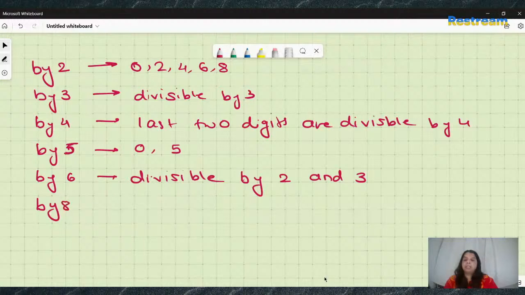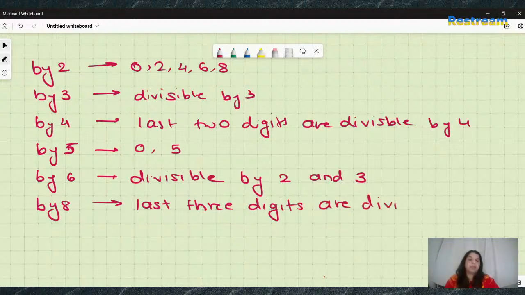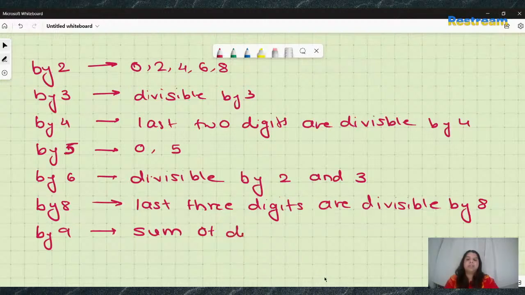Then by 8, the last three digits are divisible by 8. For 9, the sum of digits has to be divisible by 9.